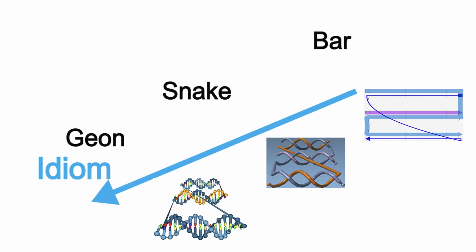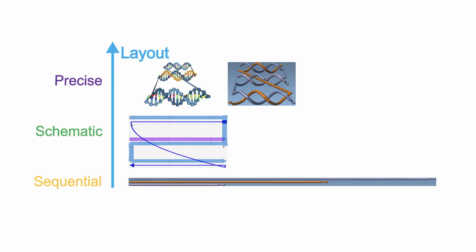The second axis is the visual idiom. In schematic 2D view, straight bars are used. In snake, curved snakes are used. In ONT, geons, which include spheres, cylinders, and cones, are used.